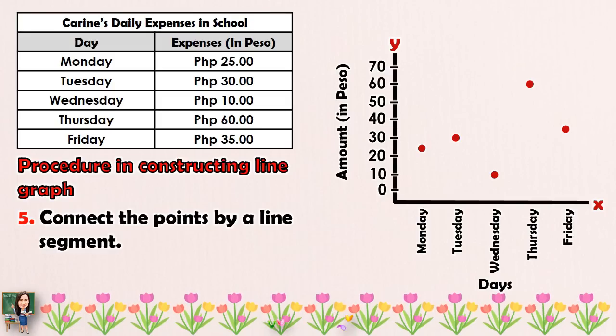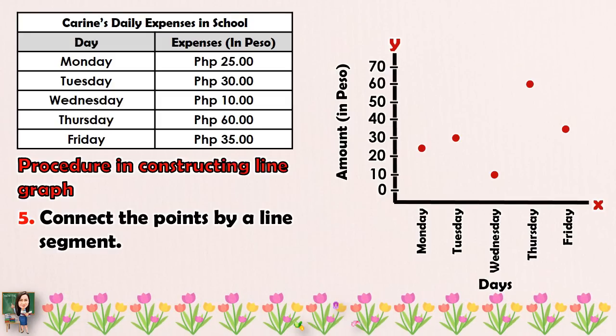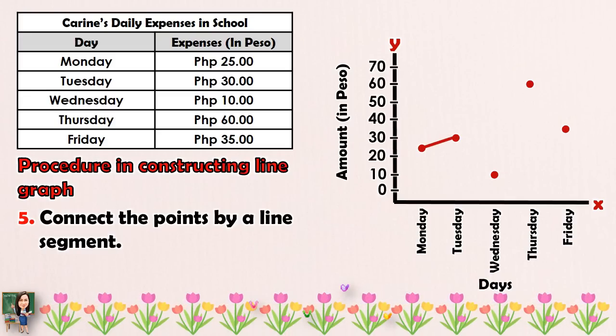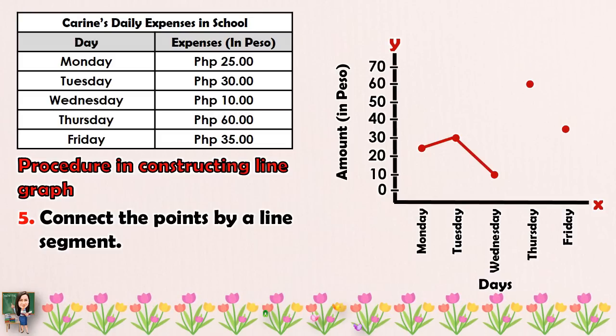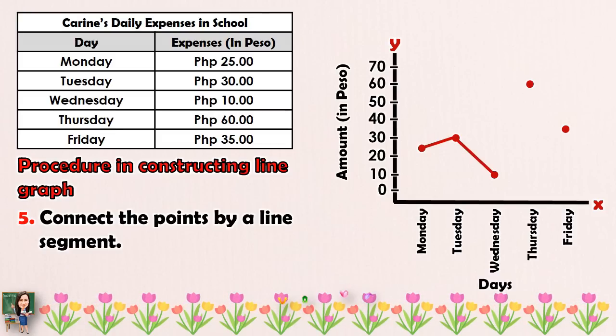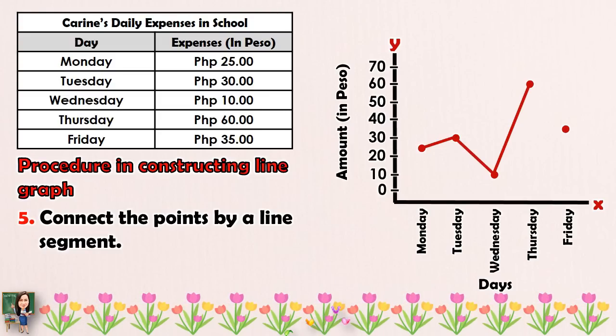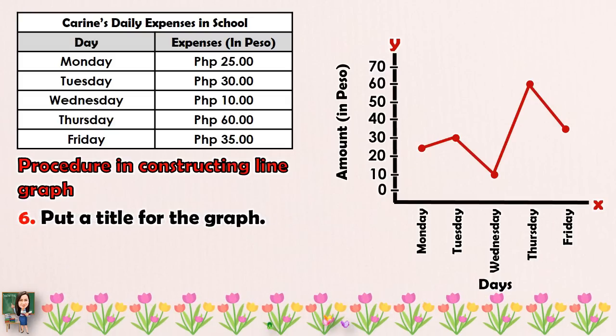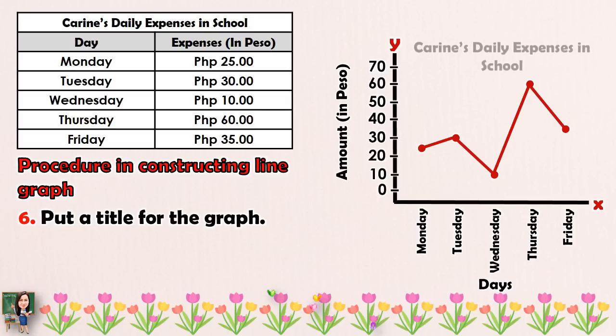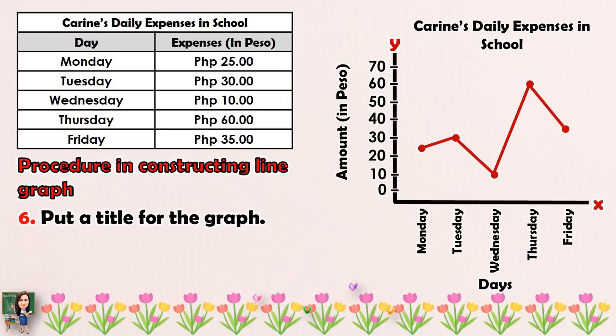Fifth, connect the points by a line segment. So the line segment for Monday to Tuesday, 25 to 30 pesos. Then Tuesday to Wednesday is 30 to 10 pesos. Then Wednesday to Thursday is 10 pesos to 60 pesos. And Thursday to Friday is 60 pesos to 35 pesos. Then sixth, put a title for the graph. The title is Karine's Daily Expenses in School.